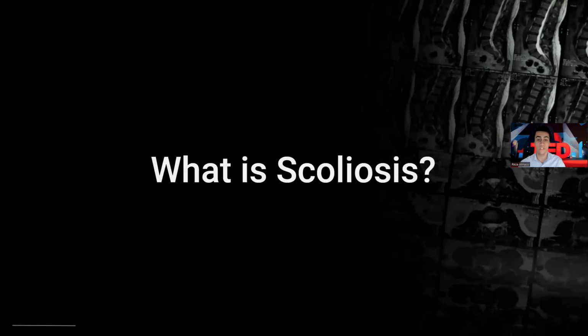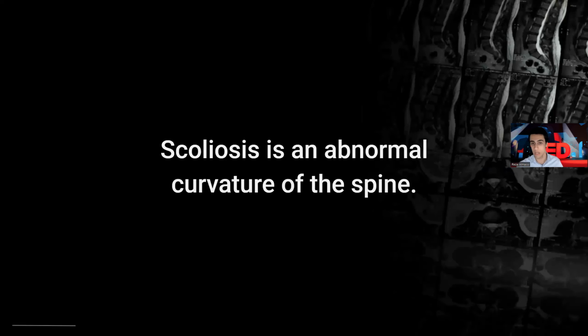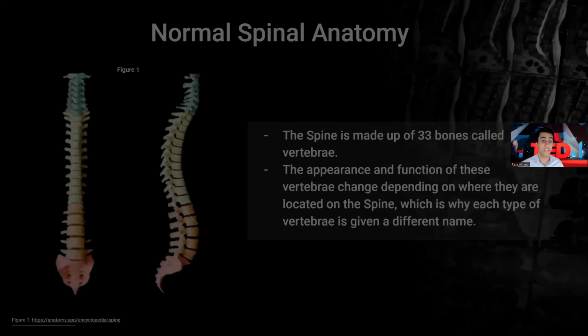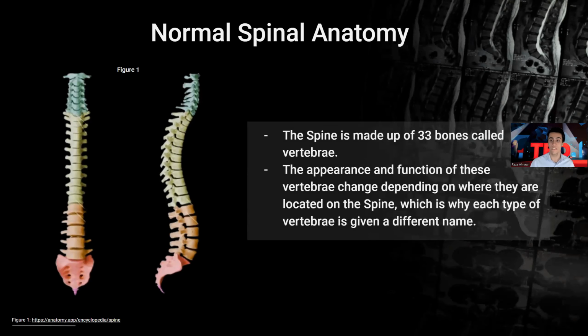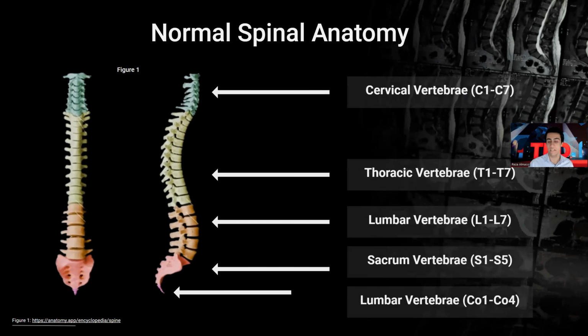The first question is, what is scoliosis? To put it very broadly, scoliosis can be defined as an abnormal curvature of the spine. Before we go into more details, I want to first present the anatomical features of what a normal spine should actually look like. A normal spine is made up of flat bones that fit together called vertebrae. There are 33 of these bones in the spine, and the appearance of these vertebrae change depending on where they're located. We have the cervical, thoracic, lumbar, sacrum, and coccyx vertebrae.